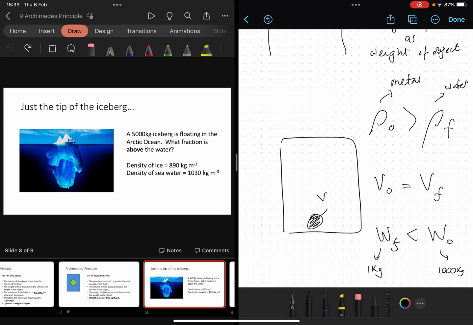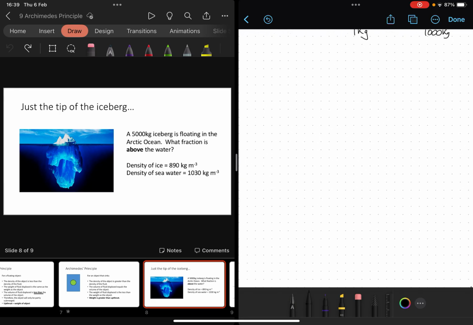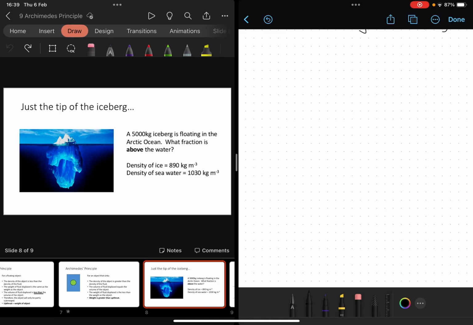So there's kind of a classic example then, isn't there, around the iceberg. We even have this saying, don't we? It's just the tip of the iceberg. In other words, there's a lot more that you can't see compared to what you can see. Okay, so let's have a little look at this question here, which asks us what fraction of the ice is above compared to below the water.